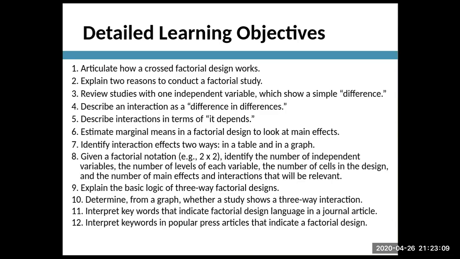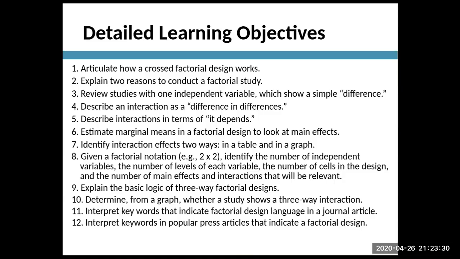Sorry. Moving on. It's the number of levels in the first variable and the number of levels in the second variable. You'll see what I mean. So we'll go over that, the number of cells in the design, and the number of main effects and interactions that will be relevant. You did get an idea that we have 3, so I'm going to stick with that.